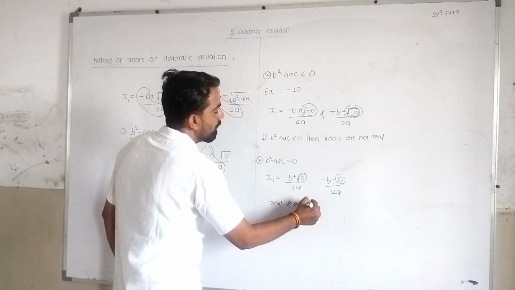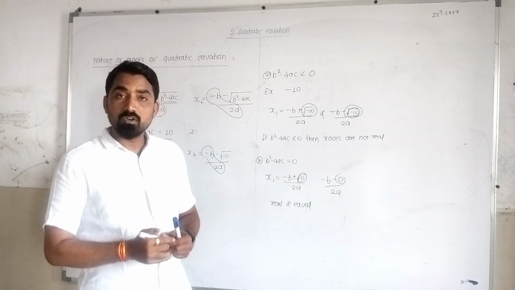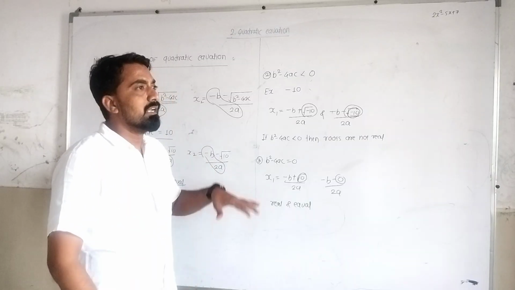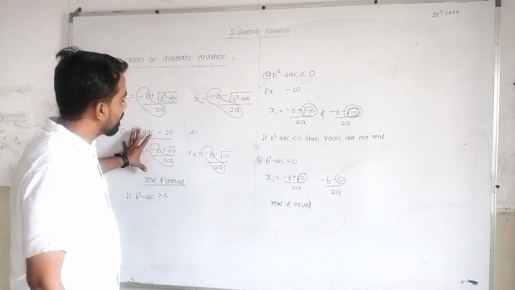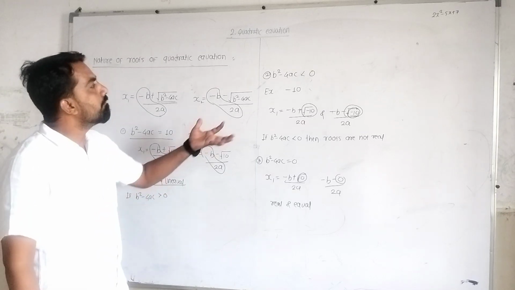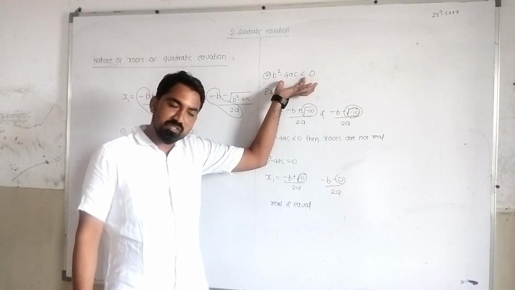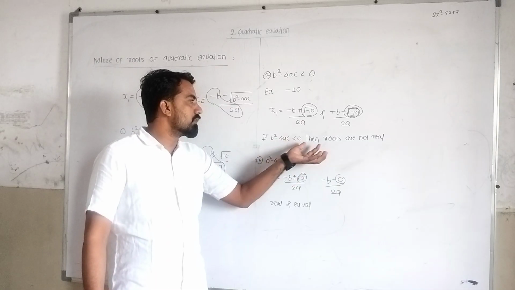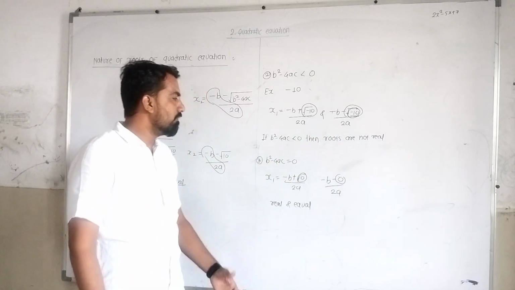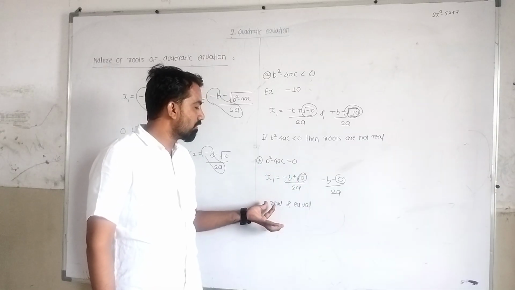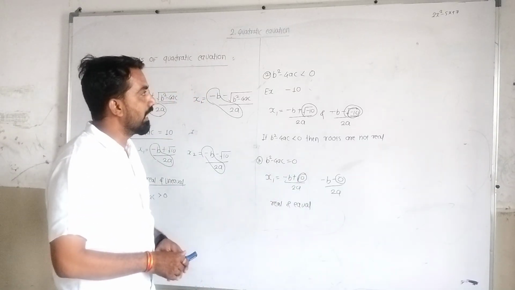So in this way, the nature of roots of a quadratic equation is fully dependent upon the value of b square minus 4ac. If the value of b square minus 4ac is greater than 0, the roots are real and unequal. If it is less than 0, meaning negative, the roots of the quadratic equation are not real. And if it is equal to 0, then the roots are real and equal.